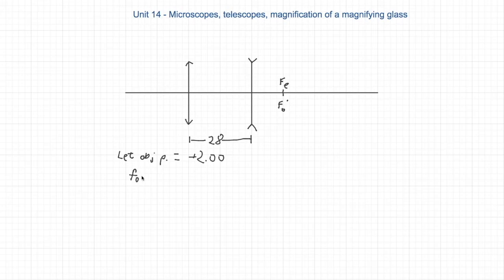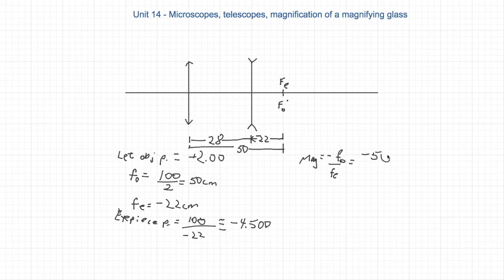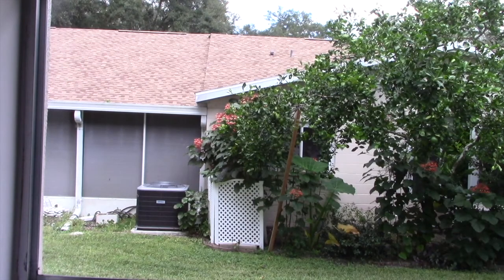Let's let the objective power equal plus 2. Therefore, its focal length equals 100 over 2, which equals 50 centimeters. So this distance is 50 centimeters. That means that the focal length of the eyepiece is negative 22. Remember, it's measured from right to left, the focal point to the lens. So the eyepiece's power is 100 divided by negative 22, which equals about negative 4.5 diopters. The magnification of this Galilean telescope, minus FO over FE, equals minus 50 over minus 22. It's going to be about 2.3x.